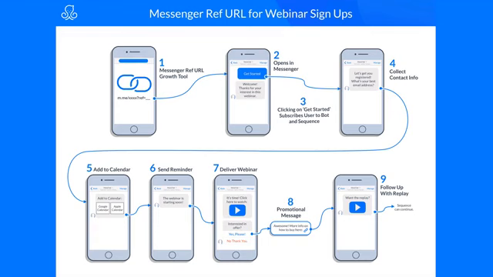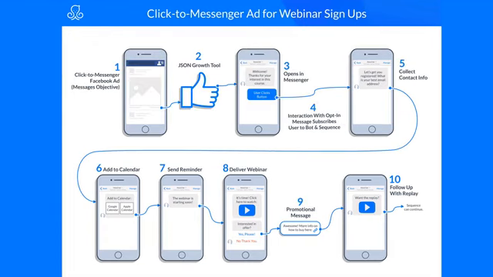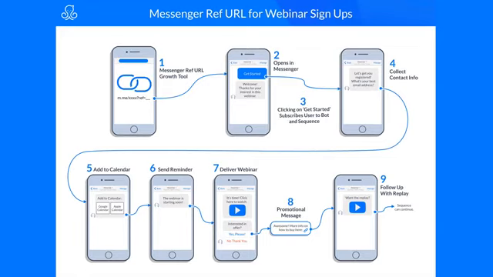And this blueprint is really similar to the last one that we just covered, click to Messenger ad for webinar signups. We're just changing the entry point. So if you want to use Messenger as a way to generate registrations, to remind people of the webinar, to deliver the webinar, to facilitate the follow-up to the webinar, the entire strategy that we talked about in the last blueprint, which if you haven't watched, please refer to the last video. The only change that we're making here is that the entry point is this unique ref URL.